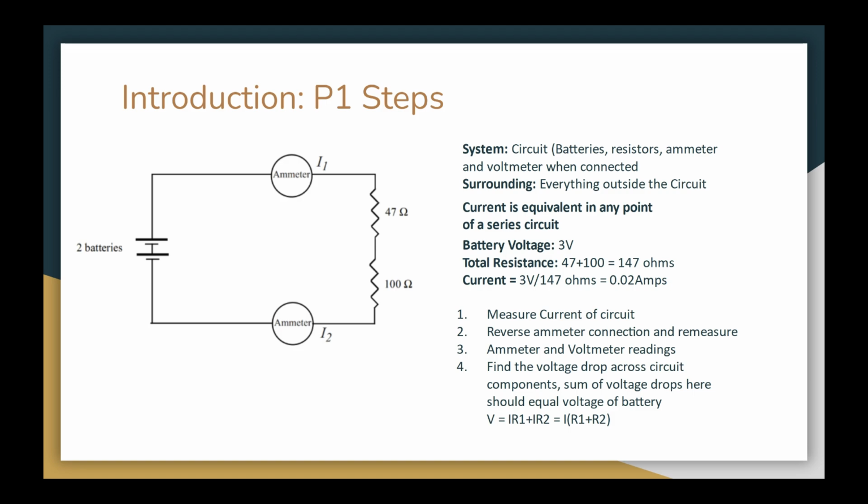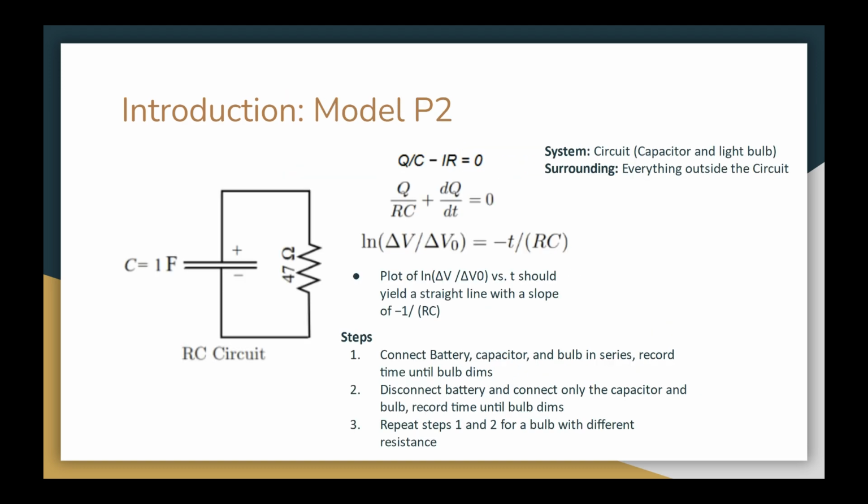The steps for this are that we first measure the current of the circuit, reverse the ammeter connection and remeasure, and then we read the ammeter and voltmeter readings. And finally, we find the voltage drop across circuit components, and the sum of the voltage drops here should equal the voltage of the battery.